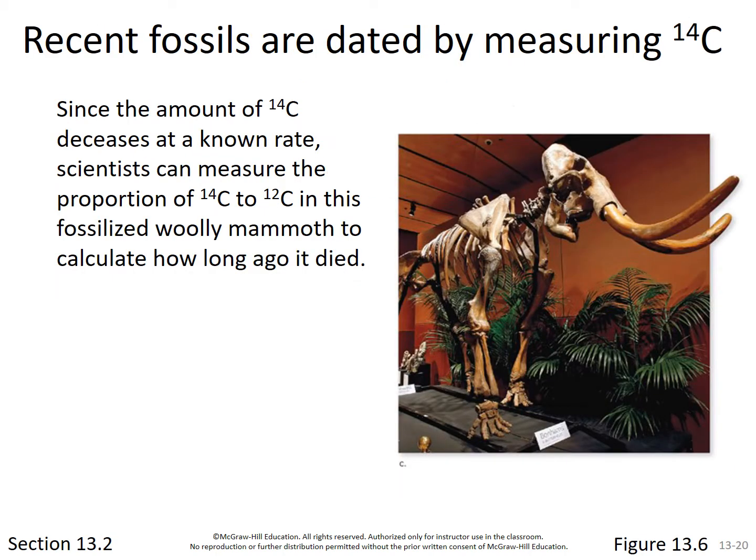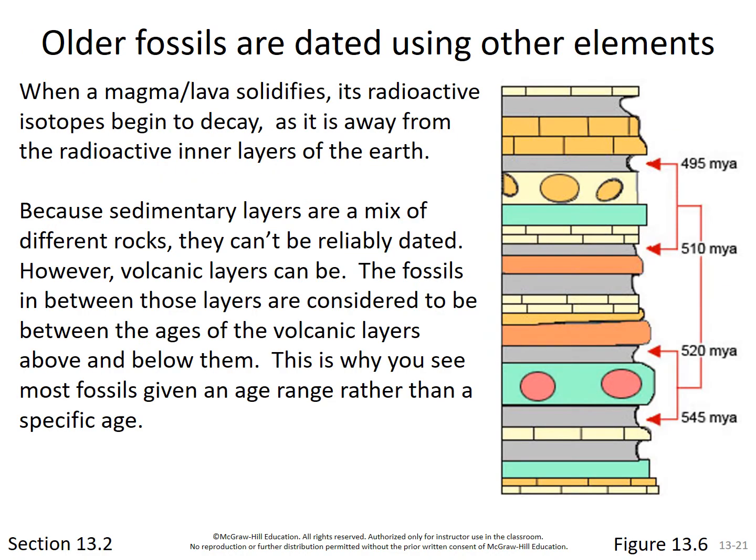Because 14 carbon decays at a known rate, if you compare the proportion of 14 carbon to 12 carbon in fossils, including this woolly mammoth, you can calculate how long ago it died. You'll notice over the top it says recent fossils. It's because the half-life of carbon is a little over 5,000 years. So how would you measure a fossil that was 65 million years old? Well, you date other fossils using other elements.